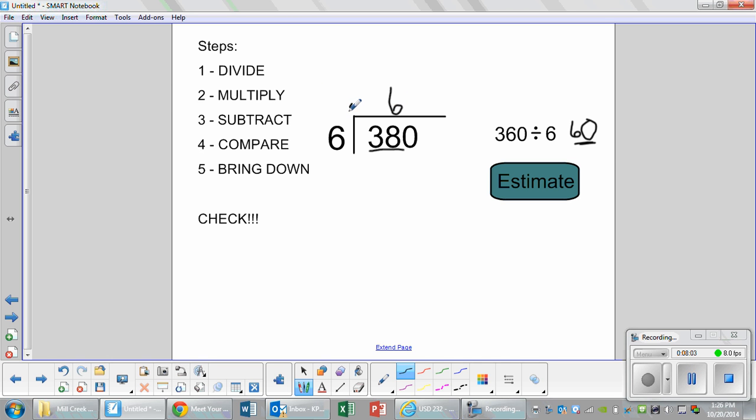So I divided. The next thing to do is to multiply. I'm going to take 6 times 6, and I'm going to record my answer right here underneath the 38. 6 times 6 is 36. My third step is to subtract. When I subtract those two, I do 8 minus 6, and I get 2. 3 minus 3 is 0. The fourth step, in that added step, is to compare. So I should be asking myself, is 2 greater than or less than 6?